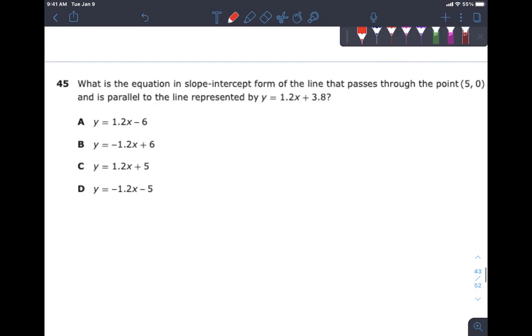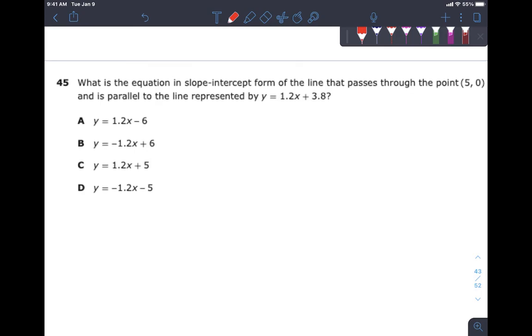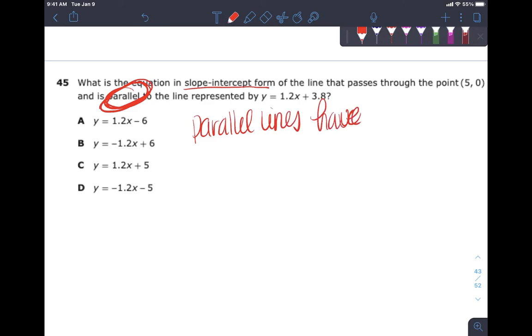All right, 45. Which is the equation in slope-intercept form of the line that passes through that point and is parallel to the line represented here? Okay, parallel lines have the same slope. Parallel lines have, ooh, that's ugly. Okay, the same slope.